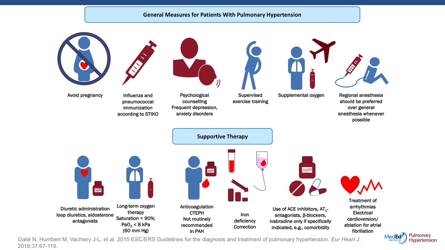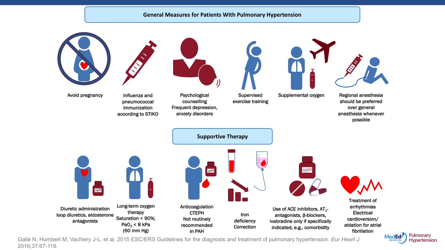Let's talk a little bit about the general measures for patients with pulmonary hypertension. There is not that much that's new here. Probably the most important new thing is that the anticoagulation data has become a little bit more murky, and outside of the patients with chronic thromboembolic pulmonary hypertension, anticoagulation is not routinely recommended in patients with pulmonary arterial hypertension. There's also a little bit more data on supervised exercise training, and we're being a little bit more proactive about trying to recommend that and trying to get patients in exercise programs. But the other things are still important: avoiding pregnancy, making sure they get the appropriate immunizations, often psychological counseling. There's a high incidence of depression in these patients.